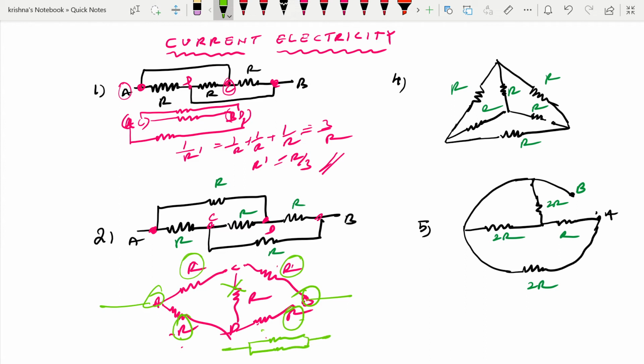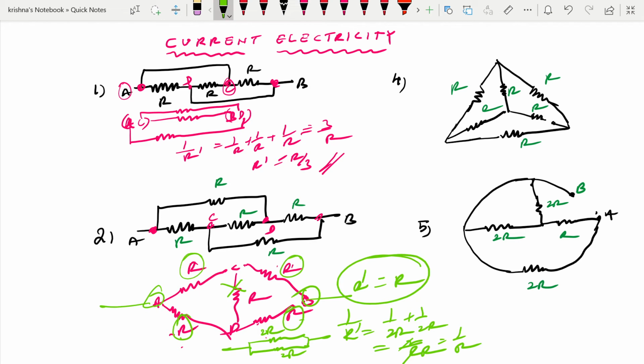The two 2R branches will be in parallel, so 1 by R dash is 1 by 2R plus 1 by 2R. This will be 2 by 2R. The 2 gets cancelled, giving 1 by R. So therefore the final answer is R dash is equal to R.